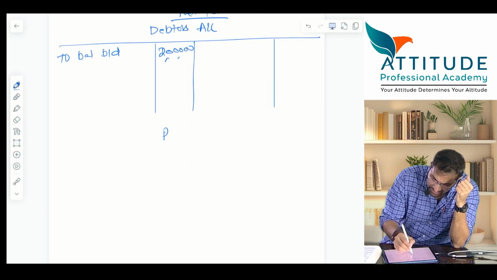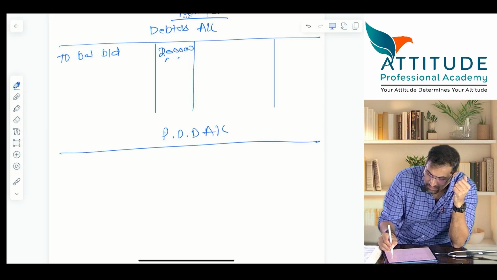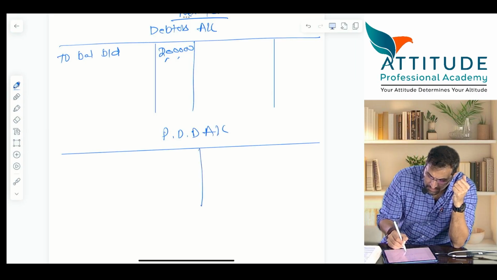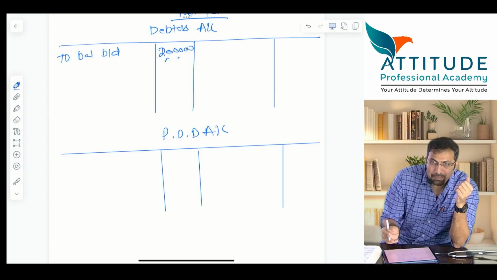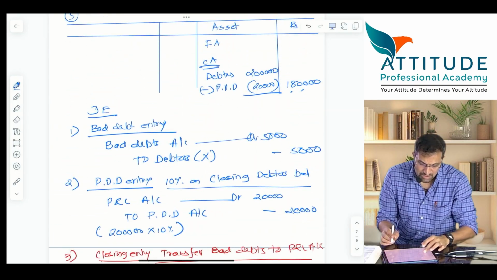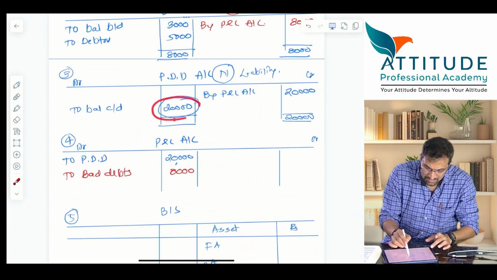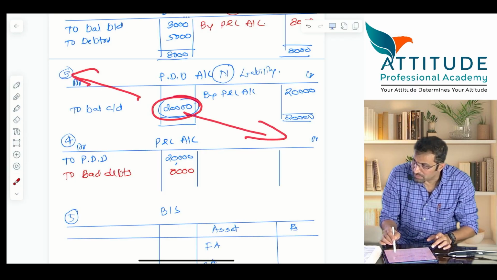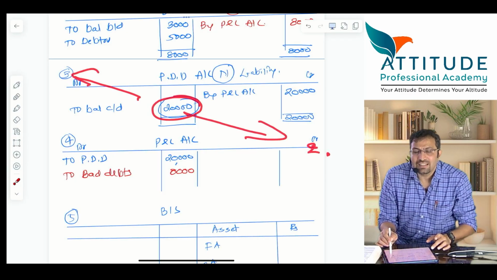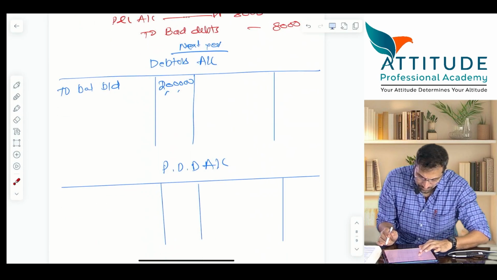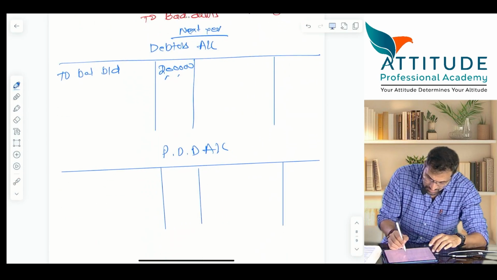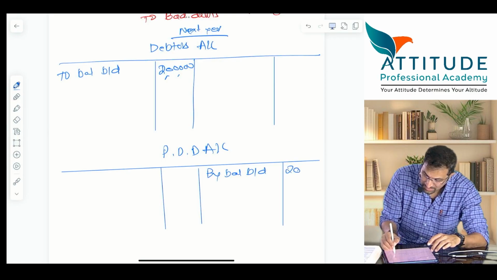And what about the PDD account? PDD is also balanced, no? It is not closed. Clear? Is it debit or credit? Is PDD debit or credit? Useless fellows, tell me, where is this balance written? It is written on the debit side, but next year it is credit, isn't it? Yes, tell me next year what? By balance brought down. How much is the opening balance?